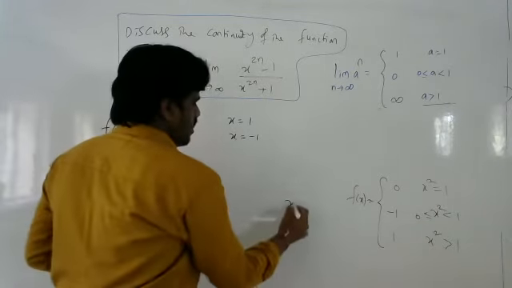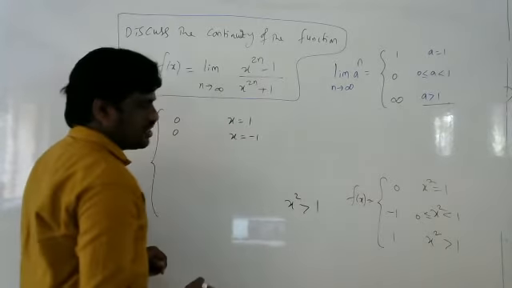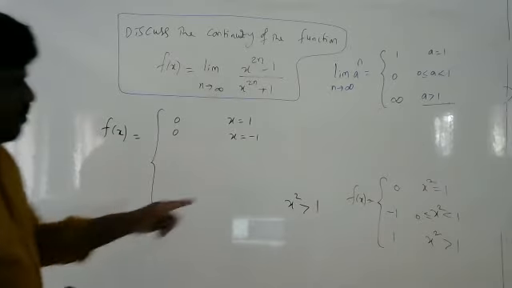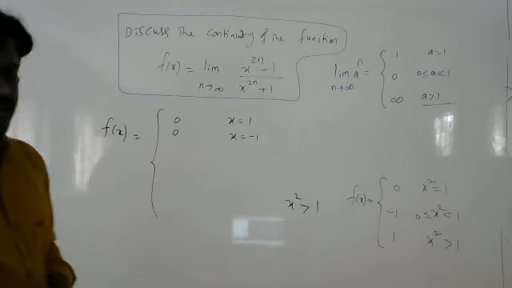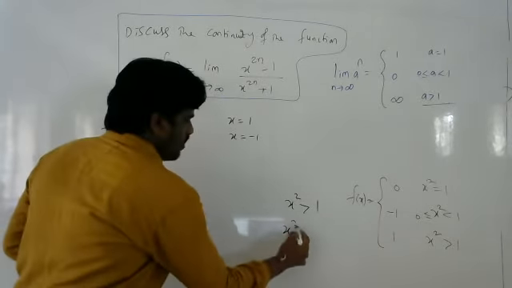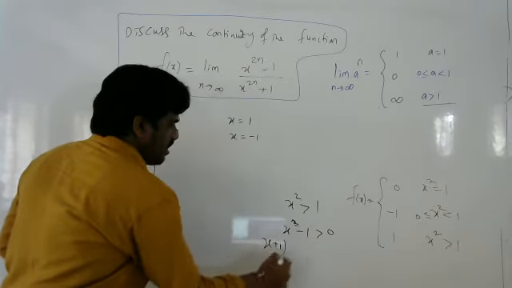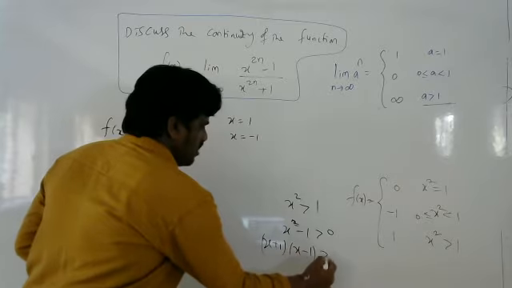x square greater than 1, inequality solution. What do I get as the solution for x square greater than 1? Can I write this as x square minus 1 greater than 0? So can I write here (x plus 1) into (x minus 1) greater than 0?